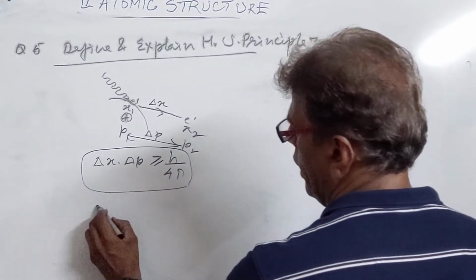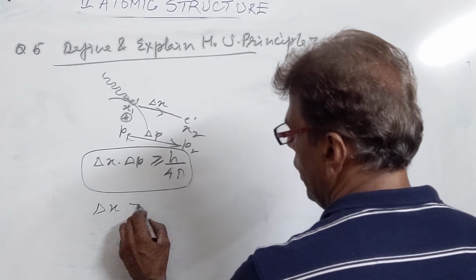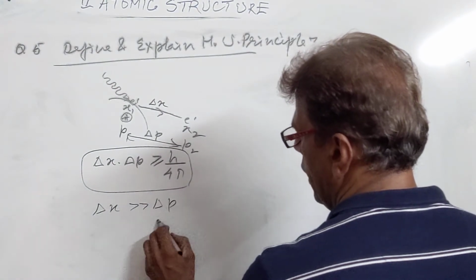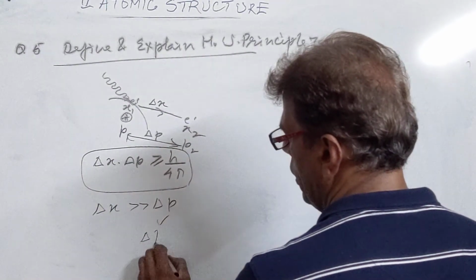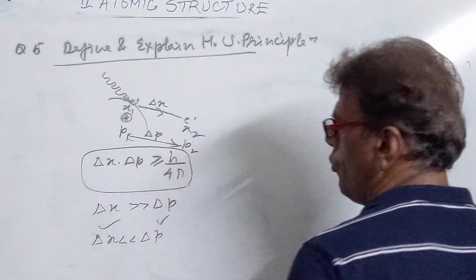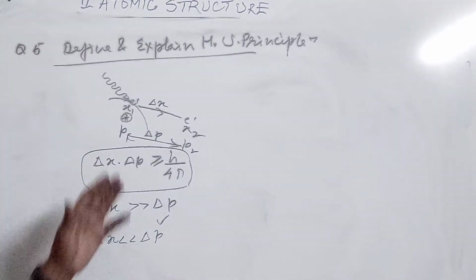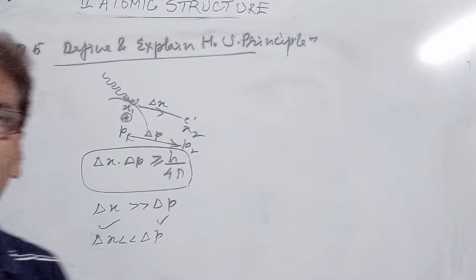If it is equal to that, then one position can be known. If delta x is very large compared to delta p, it can be determined. If delta p is much larger, then delta x can be known. So at one time we can determine only the position. So this is the uncertainty principle. So these were two principles.